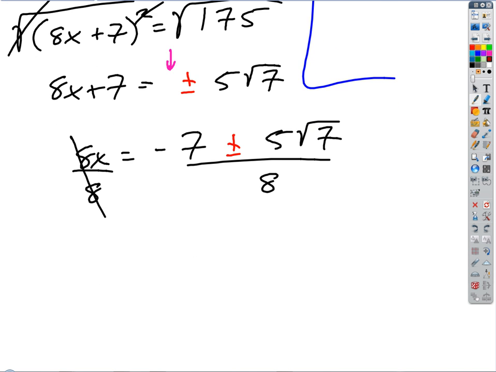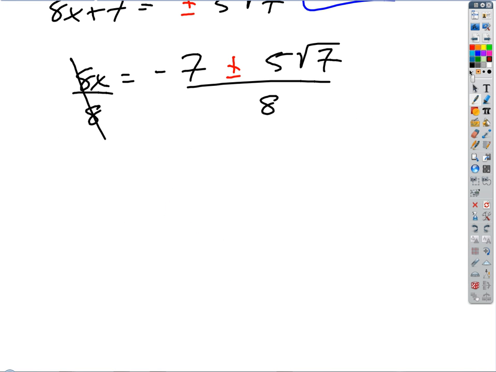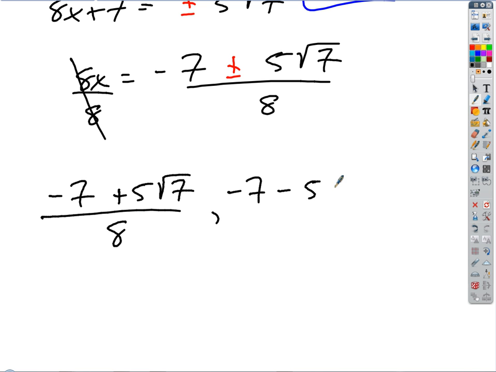So I'm stuck with those the way they are. Now I can write my answers. I can't write it that way; I have to separate them. If you look at the instructions, they say you have to separate them with commas. So all I would have to do is write one of them with the plus sign. So I get -7 plus 5 times the square root of 7 over 8, and that's fine. You don't have to separate this into two different terms. You can leave it in terms of a common denominator. It's a good way to do it, actually. But either way would be accepted. Comma, -7 minus 5 times the square root of 7 over 8.